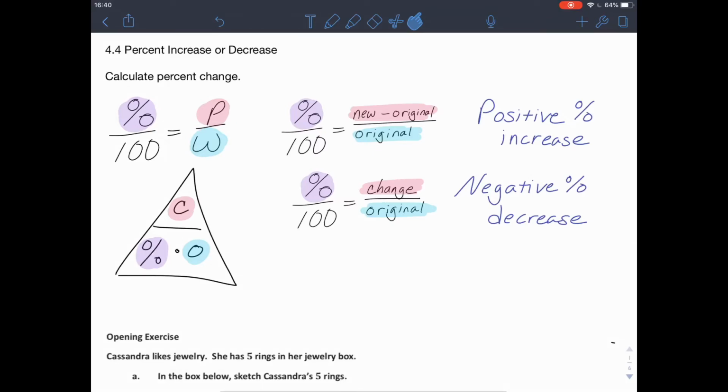Hello everyone, and welcome to 7th grade Math Module 4, Percent and Proportional Relationships. In this video, we're looking at Lesson 4, Percent Increase or Decrease. Our learning goal is to make sure we can calculate percent change.